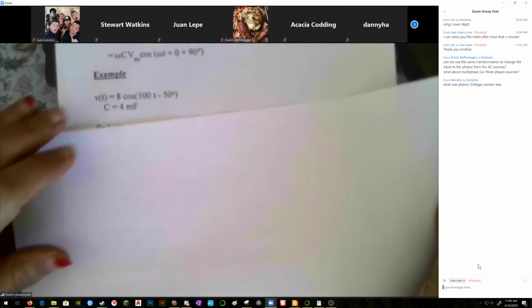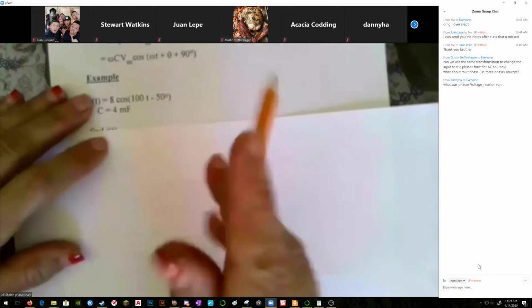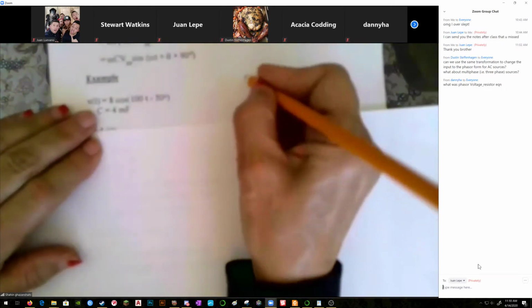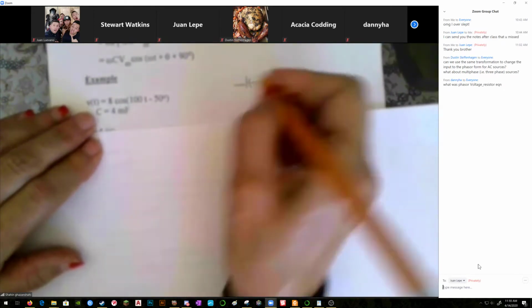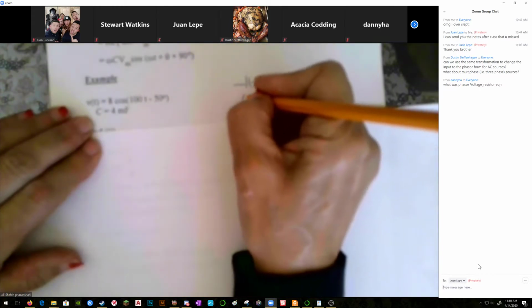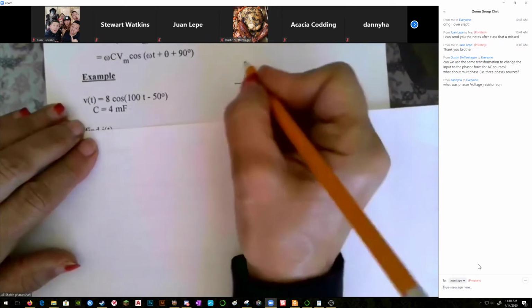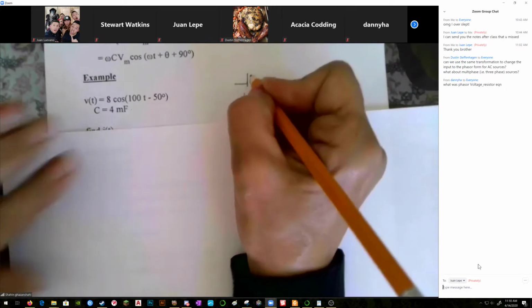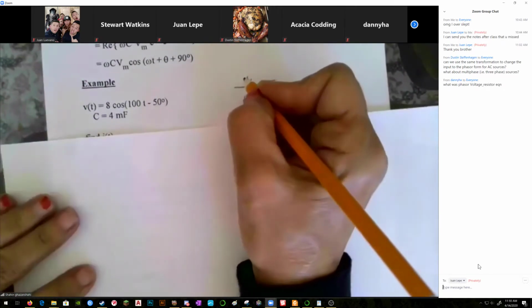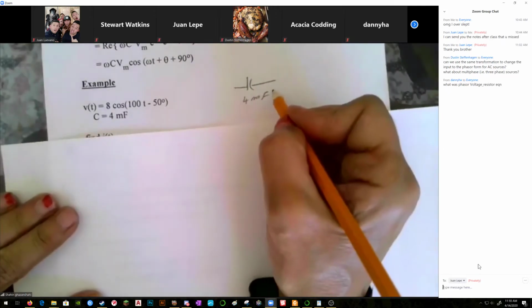Okay, so let's do the example. So imagine I give you the capacitor. You have 4 millifarad. Oops, I always don't know how to do this. I have to learn and I forget. Sorry, just wait.